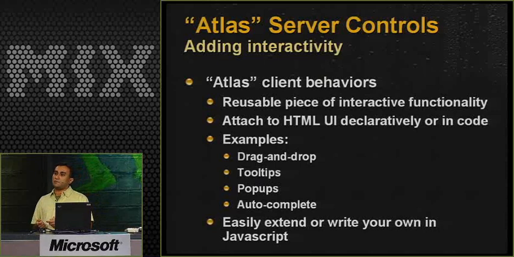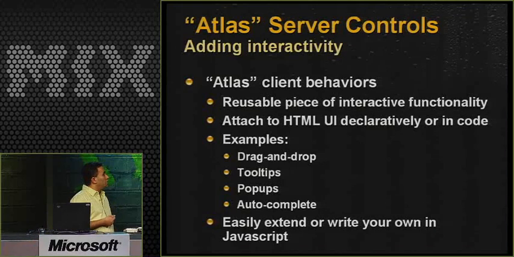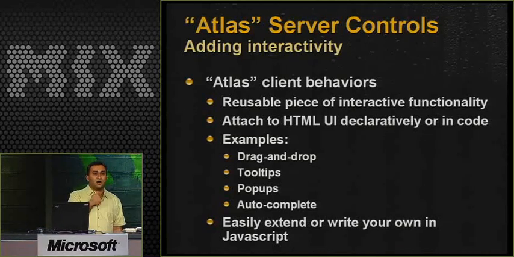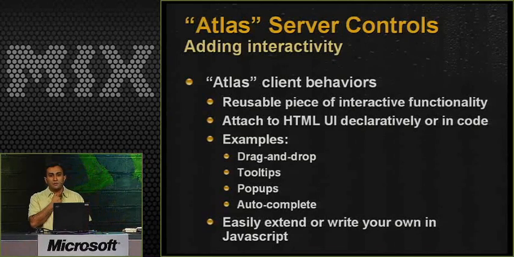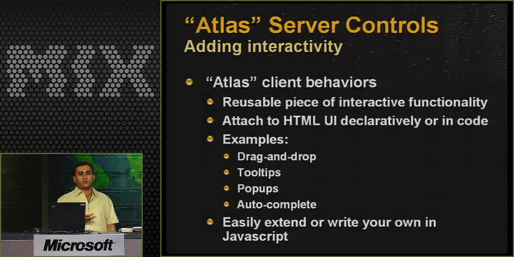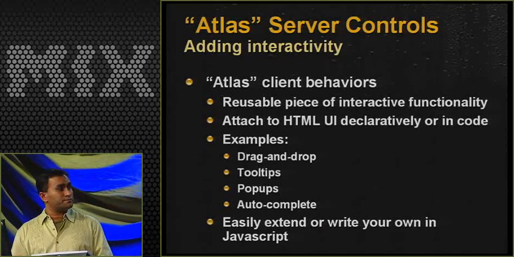Examples of that we provide support for right out of the box are, for example, you can do drag and drop on the client within the browser. You can do things like tooltips and pop-ups, as well as interesting things like autocomplete text boxes. We provide a set out of the box, but it's actually very easy if you know JavaScript to go ahead and extend or write your own and plug those into the client script framework.